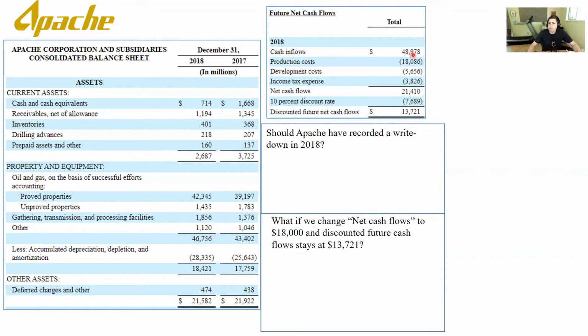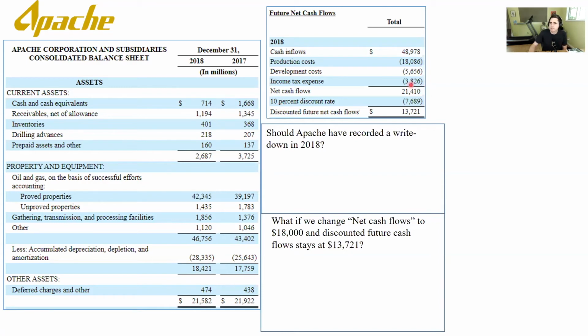So they're going to have future cash inflows of $48.9 billion. They're also going to have production costs in the future. So they're going to incur production costs of 18 billion to develop all those assets. They're going to have other development costs of 5.6 billion to develop the assets. They're going to have income tax expense on that income of 3.8 billion. And they're going to have net cash inflows from those assets. And this is undiscounted. So net undiscounted cash flows from those assets of 21.4 billion. And then they're required to apply a 10% discount rate to those cash flows just to give investors an idea of present value at the standard discount rate. This is called the PV10. So the present value at a 10% discount rate.